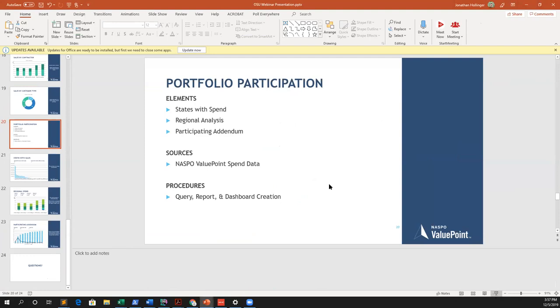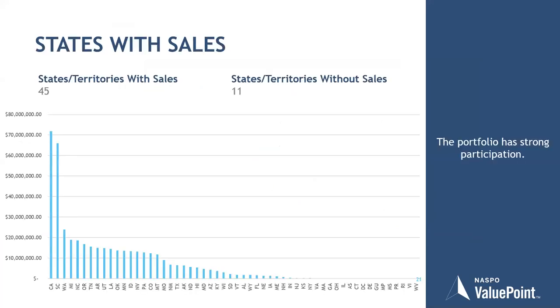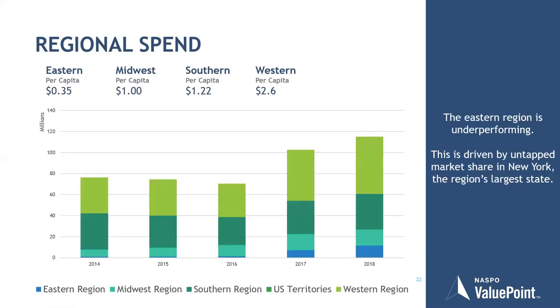So another item that we looked at was portfolio participation independent of spend. In our case, once again, we're looking at things like states with spend. You may be looking at agencies with spend, or maybe county level data or other types of information. This is a relatively simple analysis, but meaningful because we were able to tell that there were 45 states and territories with sales, which is a very broad penetration into the market in our case.